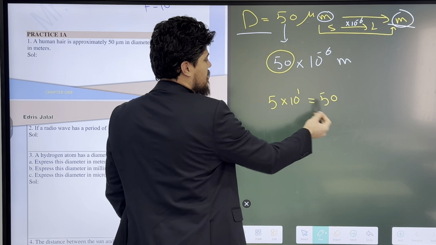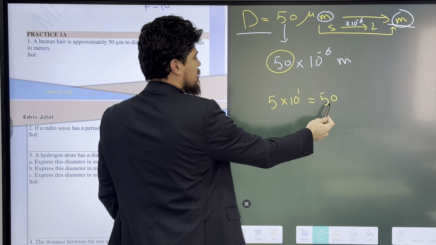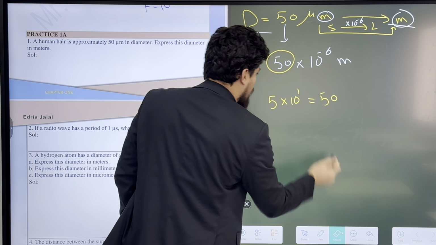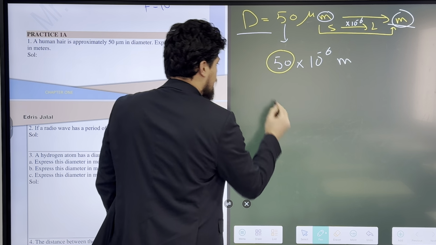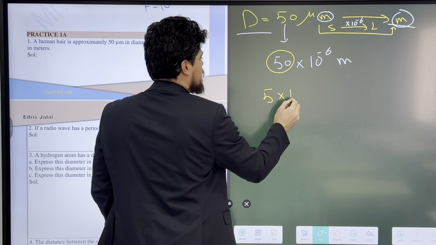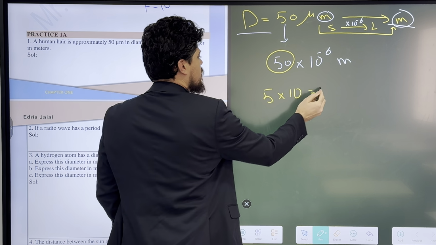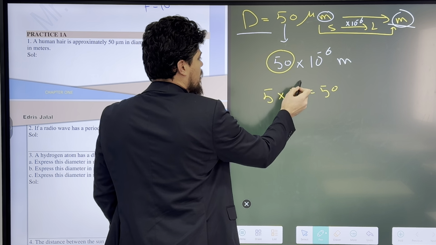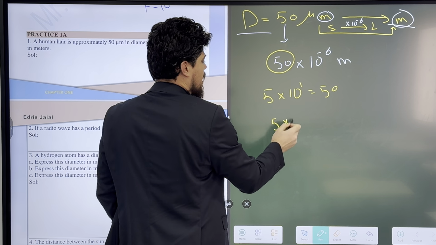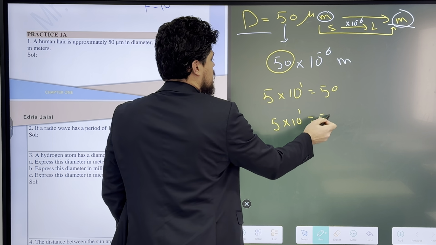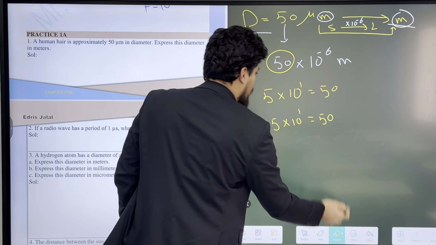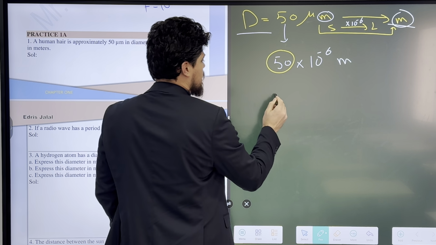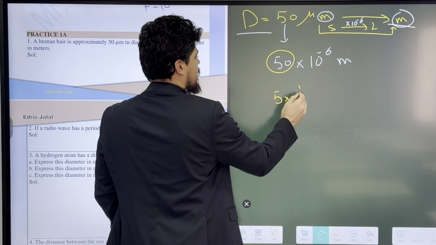But we can express this number as a power. How can you convert this number to the power? 50 is equal to what? Look, 50 is equal to 5 times 10. 5 times 10 is equal to 50, yes. So 5 times 10, what is the power of this 10? It is 1. 5 times 10 power 1 is equal to 50, okay? So instead of this 50, can you write down 5 times 10 power 1? Yes.